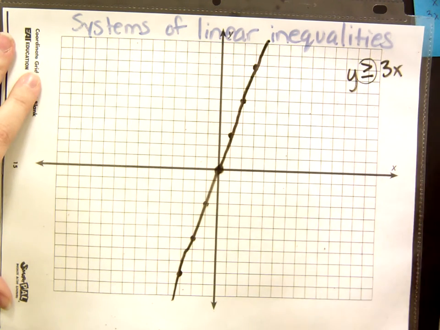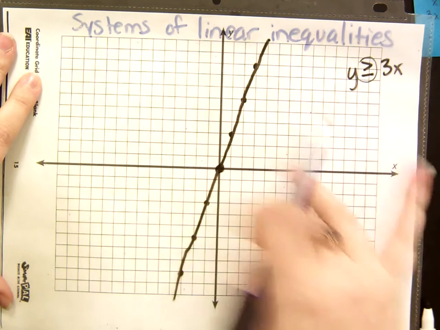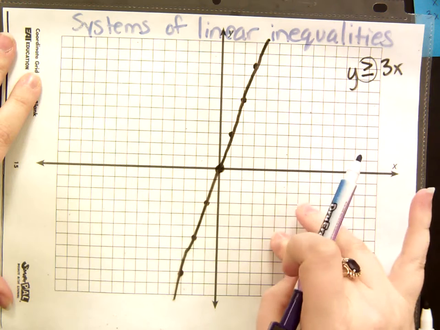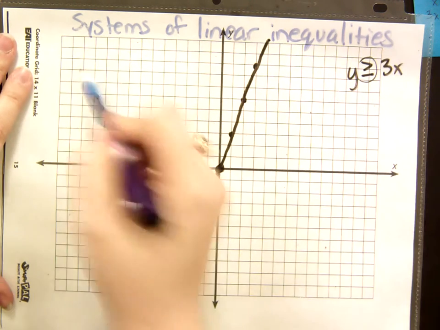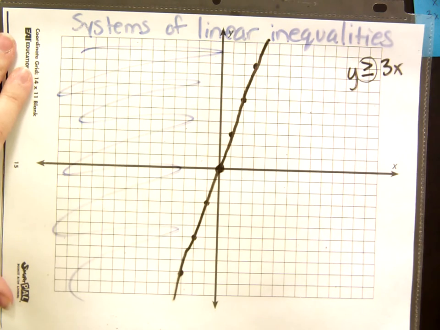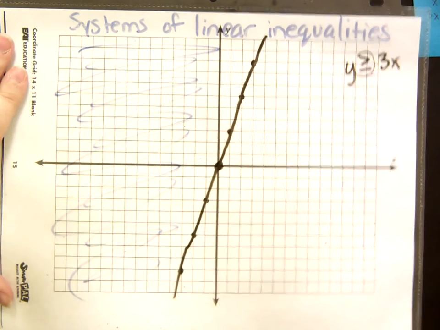And the shading, well, it's greater than, so greater than's above. And again, if you're not sure, pick a point on one side, plug it in, see if it's true or false. True, that's the correct side. False, shade the other side. But greater than, in this case, is going to be that side. So you shade this side of the equation.